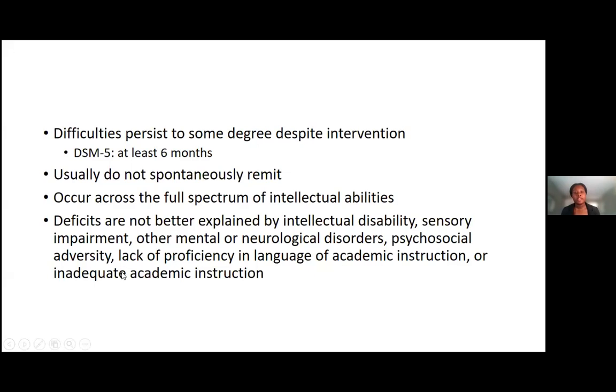And of course, it's important to consider exclusionary criteria. So deficits in a learning disorder are considered not better explained by the presence of an intellectual disability or sensory impairment or other mental or neurological disorders, psychosocial adversity, lack of proficiency in language of academic instruction or inadequate academic instruction.